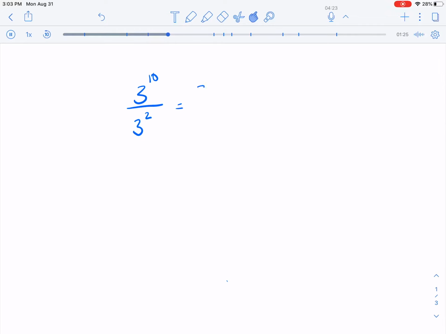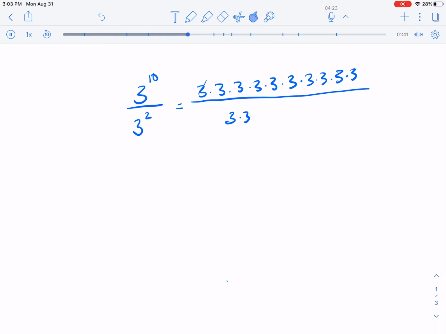This would be equivalent to 3 times 3 times 3, but it would get really tedious writing out all our 3's. Let me see, we have 1, 2, 3, 4, 5, 6, 7, 8, 9, 10, all over 3 times 3. And then we would reduce this by canceling, canceling, canceling. And we're not left with 0 on the bottom. Remember, we always have it multiplied by 1. So this would leave us with 3 to the 8th power.